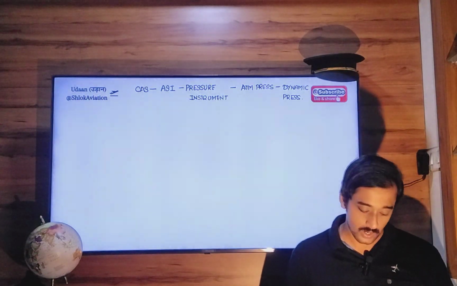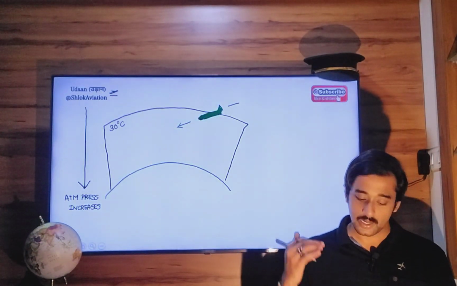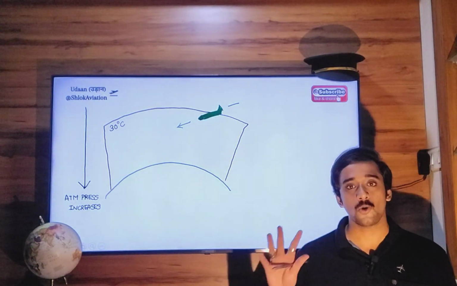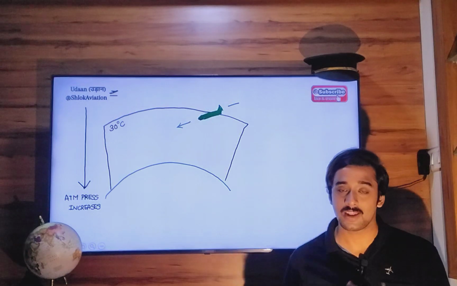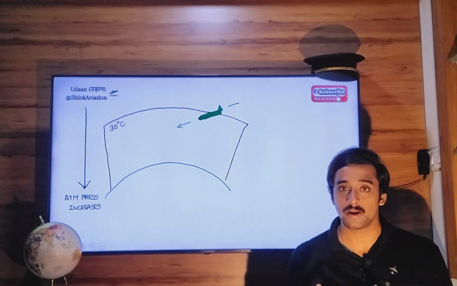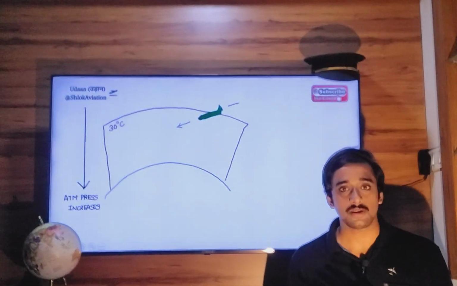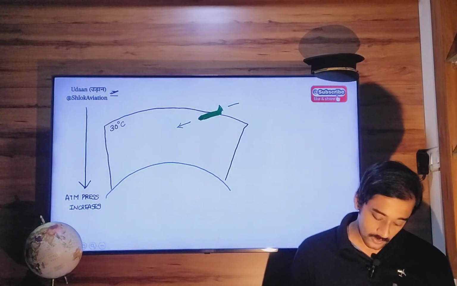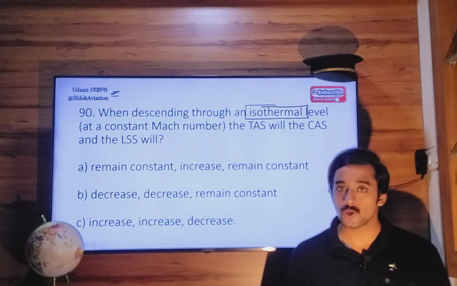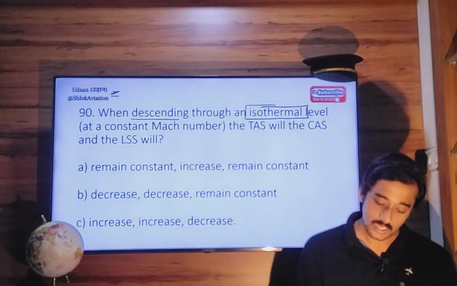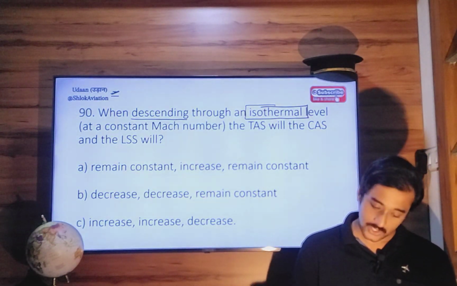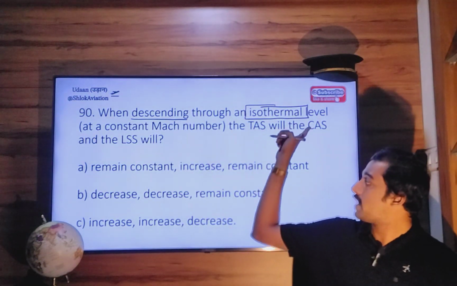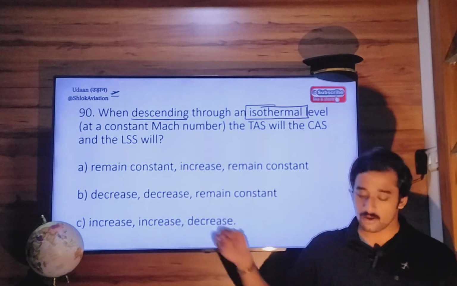So that's why when you come down to lower altitudes, when you descend, atmospheric pressure increases. Automatically, this increase in atmospheric pressure will influence your pressure instrument, your ASI, and your airspeed indicator will show a greater and greater airspeed. So what will happen to calibrated airspeed as you come down to lower altitudes? It should increase. So Bravo is wrong.